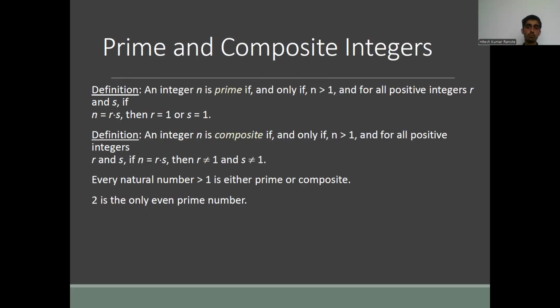Next, prime and composite numbers. Prime number: an integer n is prime if and only if n is greater than 1 and for all positive integers r and s, if n is equal to r times s, then r is equal to 1 or s is equal to 1. And composite number: an integer n is composite if and only if n is greater than 1 and for all positive integers r and s, if n is equal to r times s, then r is not equal to 1 and s is not equal to 1. Every natural number greater than 1 is either prime or composite. Who is the only even prime number?